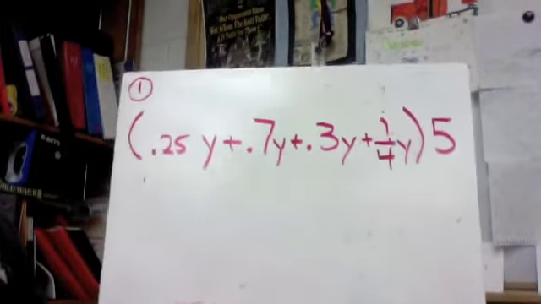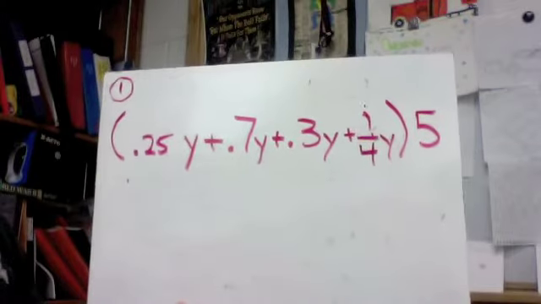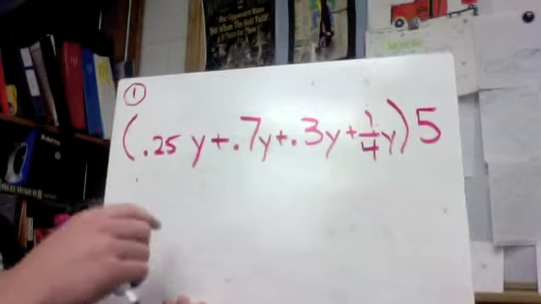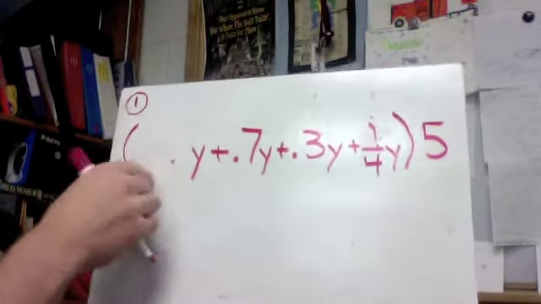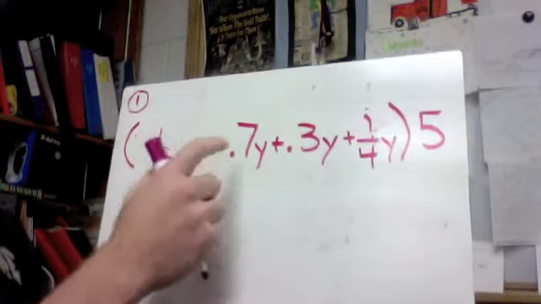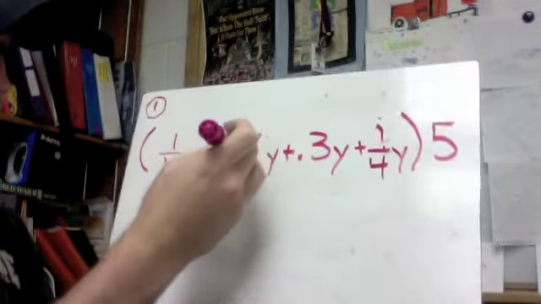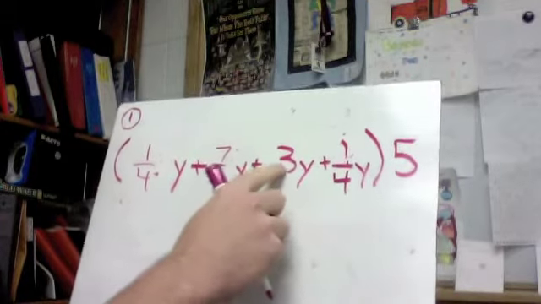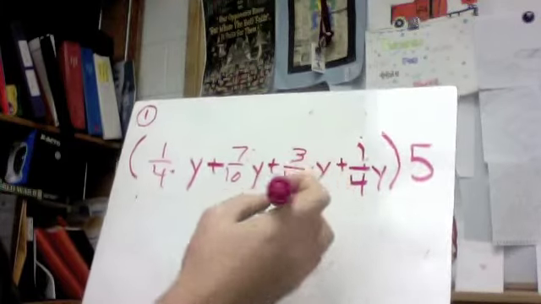Alright, still the same problem, but I want to show you a different way to do this. If you like working with fractions better, we can just change them all to fractions. 0.25 is just the same as a fourth. 7 tenths would just be exactly how it sounds, 7 tenths. And then 3 tenths, that would be exactly how it sounds. And we could just do 3 tenths.